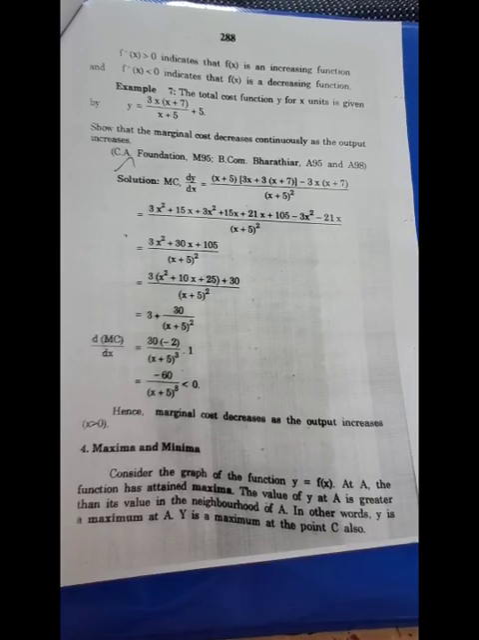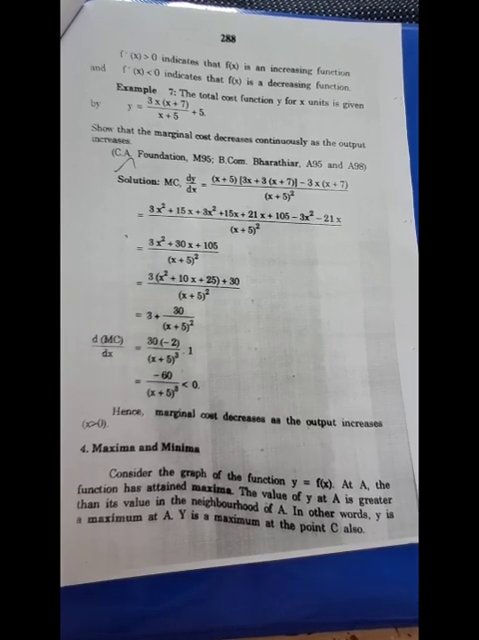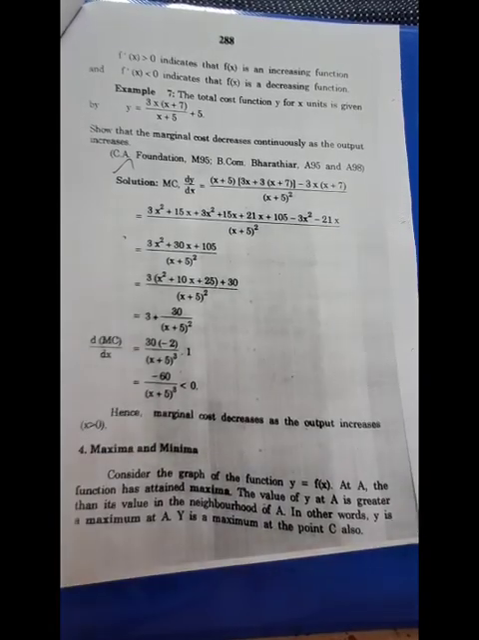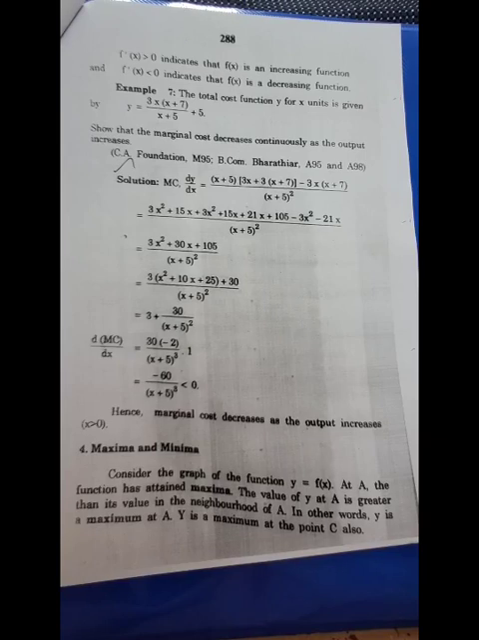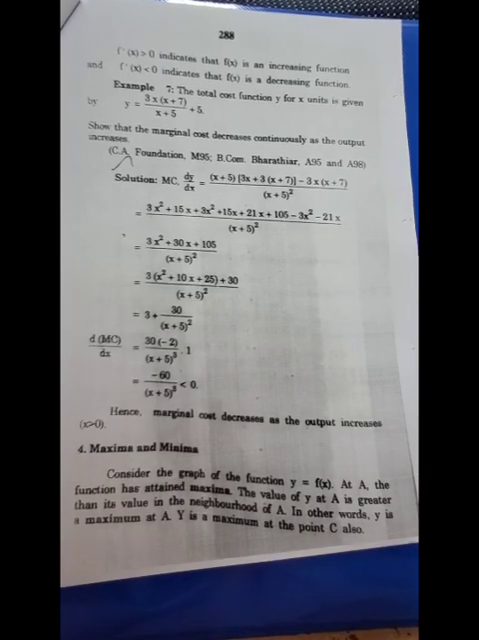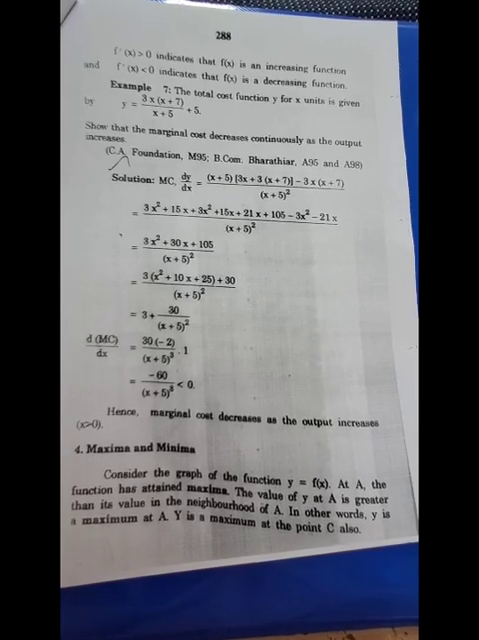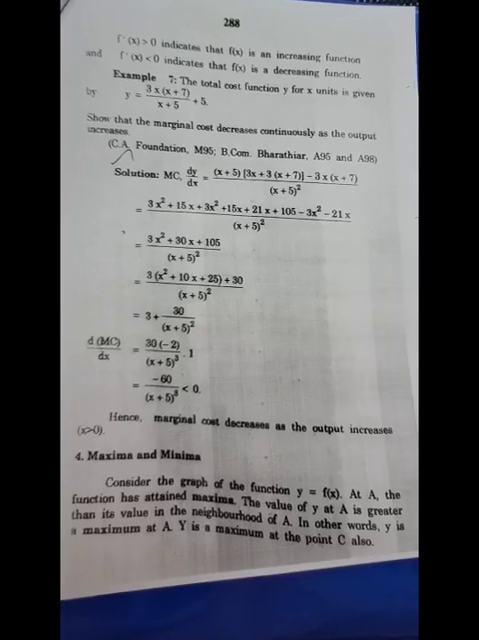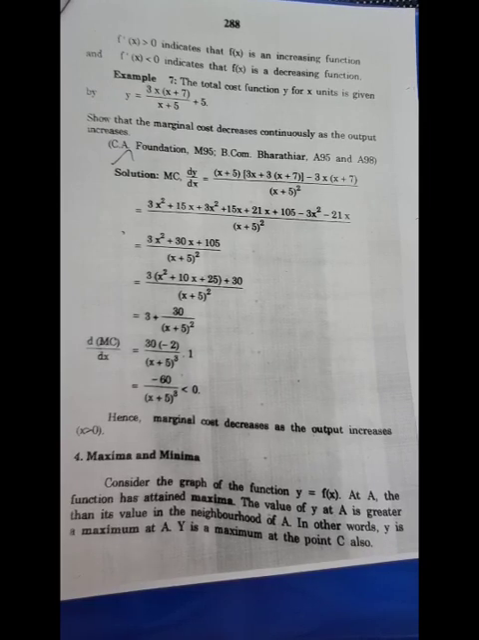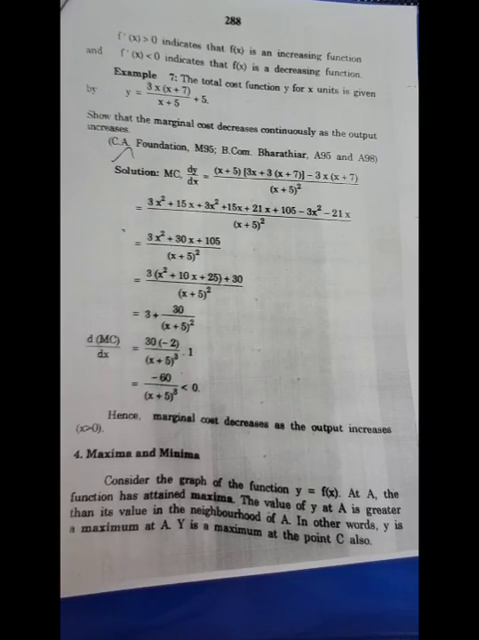Show that the marginal cost decreases continuously as the output increases. This question can be solved by MC dy by dx is equal to (x+5)(3x+3)(x+7) minus 3x(x+7) divided by (x+5) the whole square, which is equal to 3x square plus 15x plus 3x square plus 15x plus 21x plus 105 minus 3x square minus 21x divided by (x+5) the whole square, which is equal to 3 into (x square plus 10x plus 25) plus 30 divided by (x+5) the whole square.